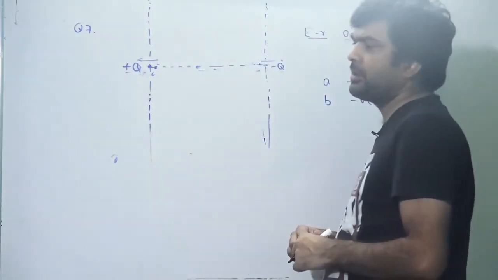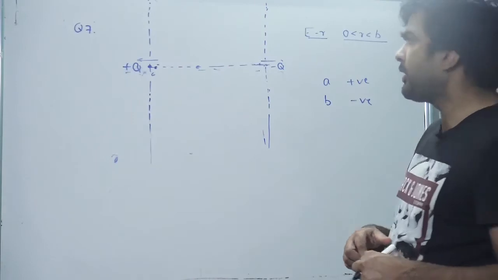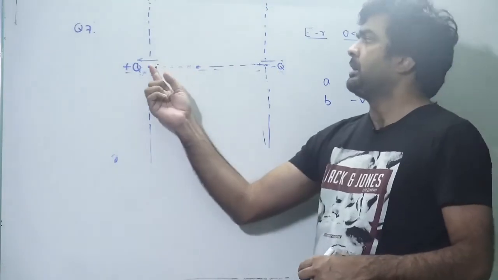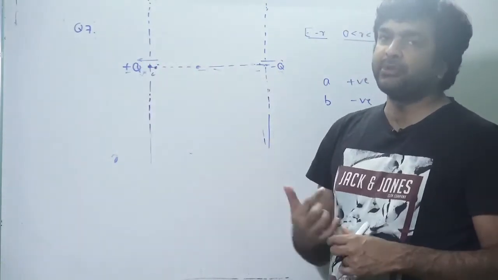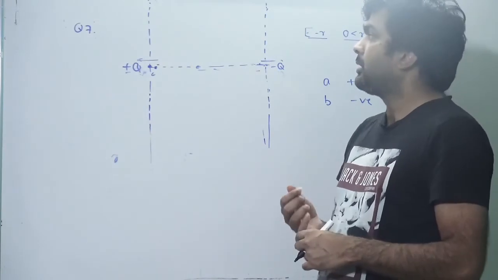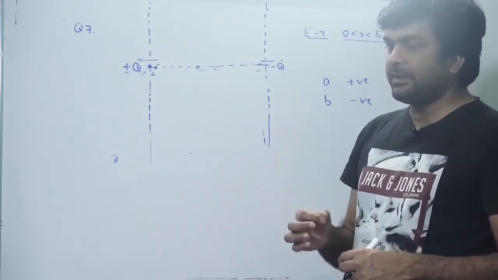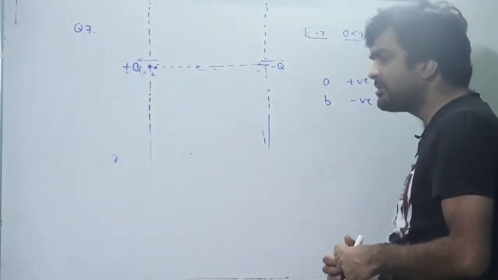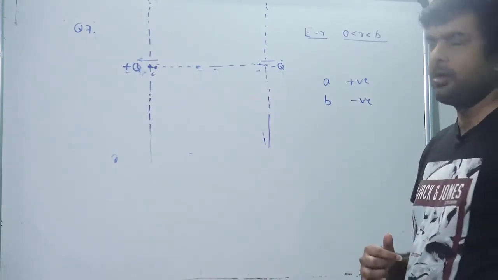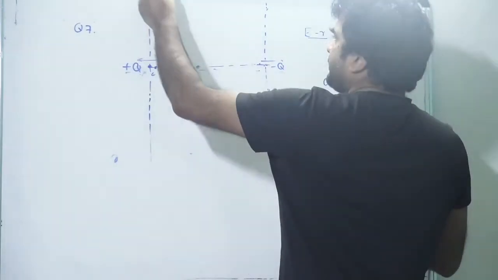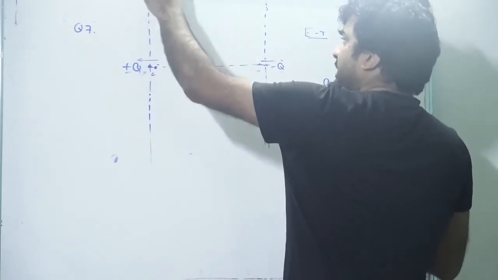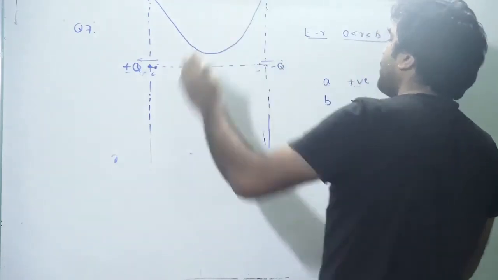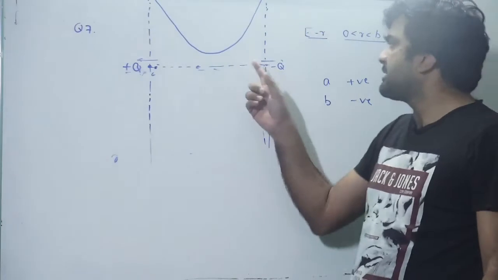Again, for a point very close to this positive charge, on the right side of it, electric field will be positive and very large in magnitude. Electric field will never be zero between the 2 points, so the graph will never cross the line E equals 0. And just near the left of this charge minus q, electric field will again be very large in magnitude and positive in this direction. So the graph will start from positive infinity, then go to a minimum value, and then again become positive infinity just near the charge minus q.